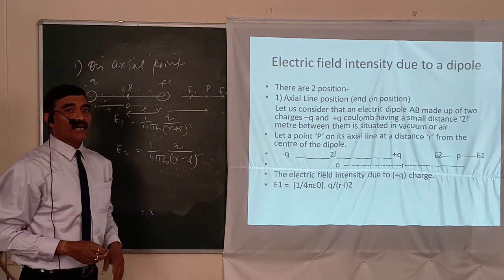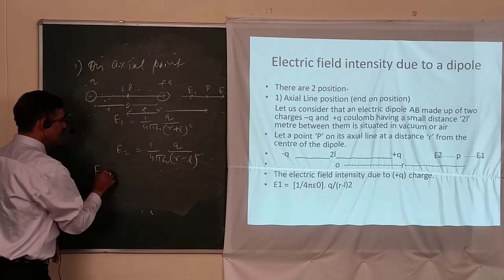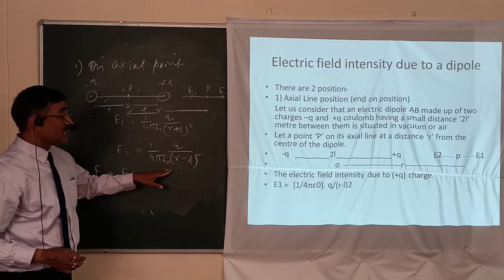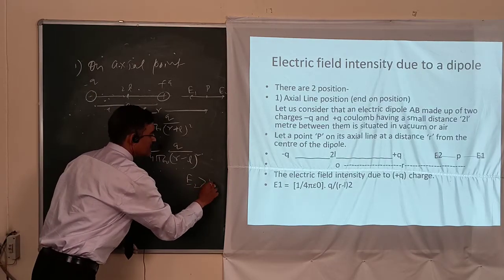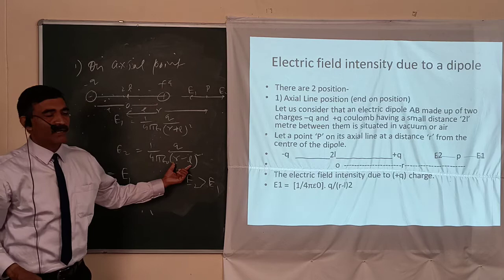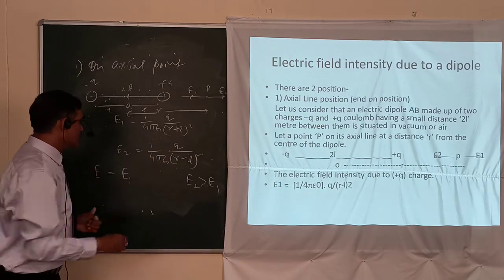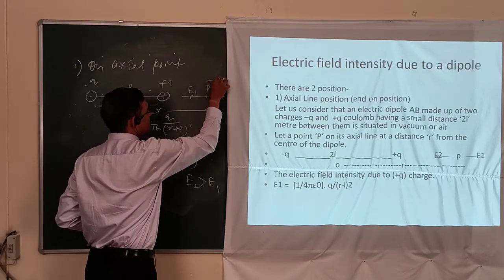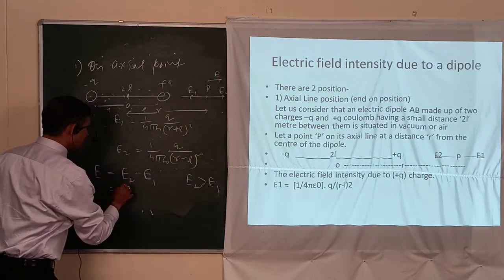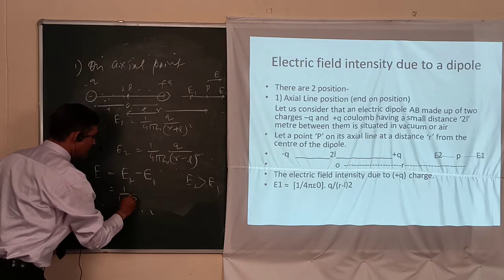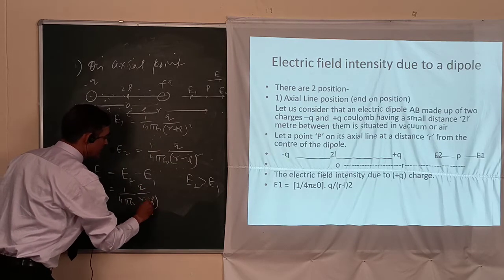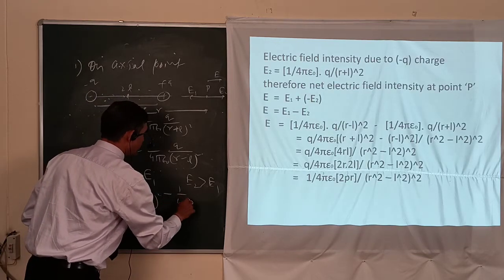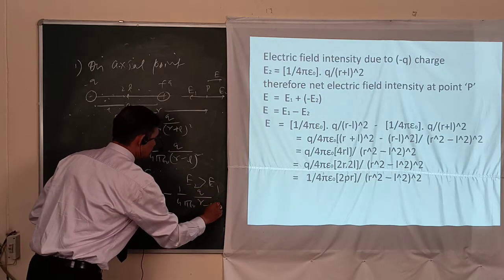Since both the electric fields are in opposite directions, the net electric field at P will be given by the difference. Here you can see the magnitude of E2 is greater than E1, because the denominator here is r minus L and there it is r plus L, so this value is more. So the net electric field will be E2 minus E1. The direction of the net electric field will be this, and we calculate the magnitude by substituting these values: 1 upon 4 pi epsilon naught q upon (r minus L) whole square minus 1 upon 4 pi epsilon naught q upon (r plus L) whole square.